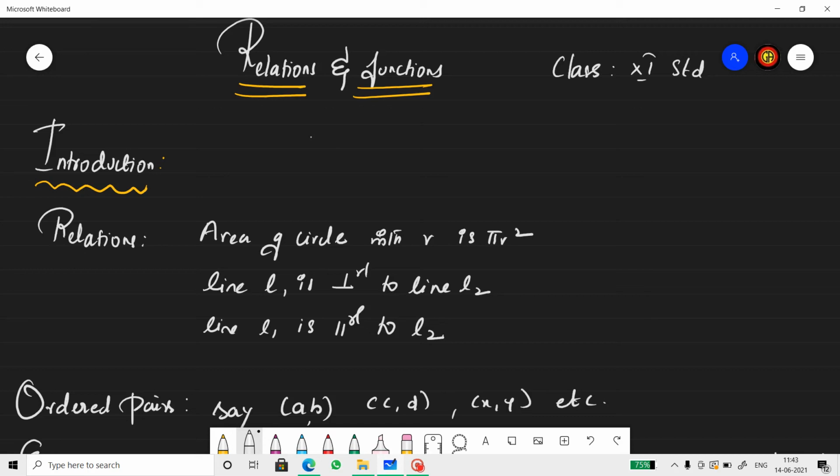Good morning, everyone. Today, I'm going to start relations and functions. This is the second chapter for CBSE and second chapter for ISC 11th standard. It continues to 12th standard also, so it's a very important chapter. Relations.